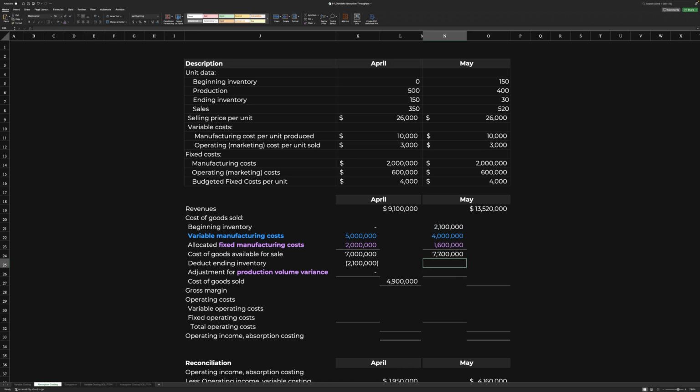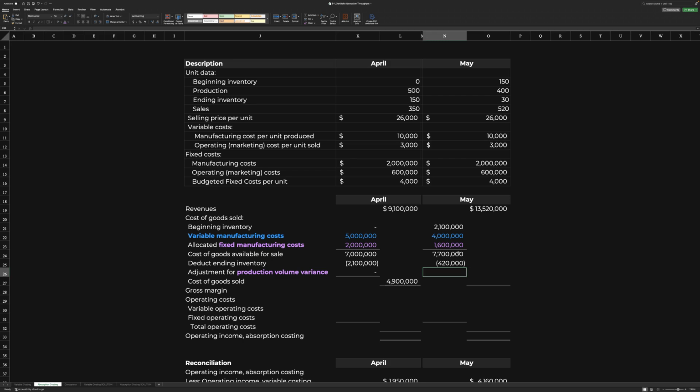This means the cost of goods available for sale for the month were 7,700,000. We should then subtract ending inventory, which is going to equal the $10,000 in variable cost per unit plus the $4,000 allocated in fixed cost per unit multiplied by the number of units in ending inventory. I'll present this in brackets so it's clear we are subtracting the amount, and we get 420,000.